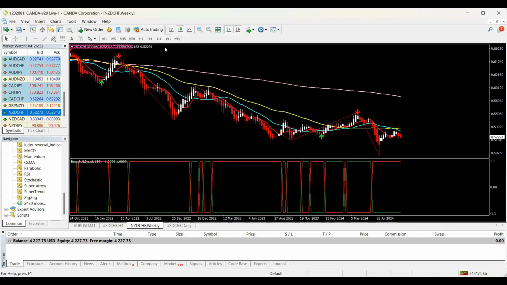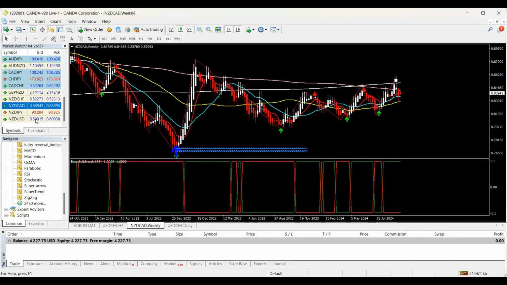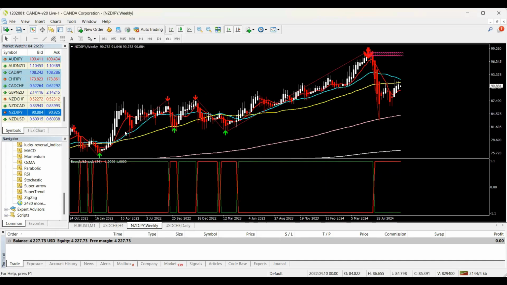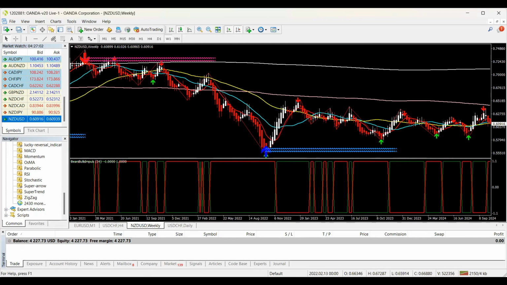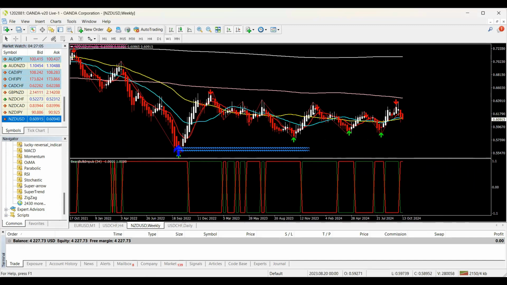And let's see. We've got a couple more pairs to look at. We've got NZD CAD, NZD, that's New Zealand dollar, JPY is Japanese yen, NZD USD, that's the New Zealand dollar versus the US dollar. If you notice, this has been consolidating for weeks, just up and down, up and down. So I don't really like trading this. I would rather wait till it starts doing this. This is a trend. This is consolidation, this sideways movement.